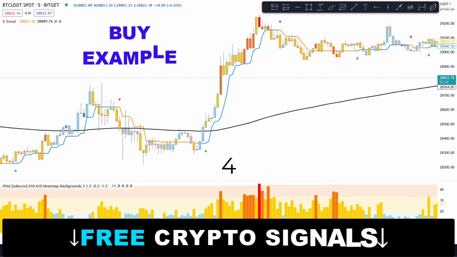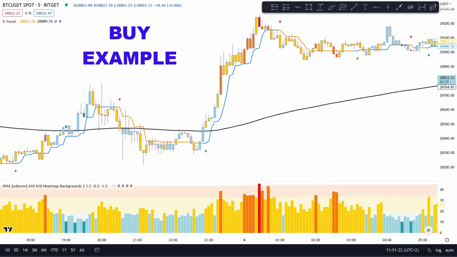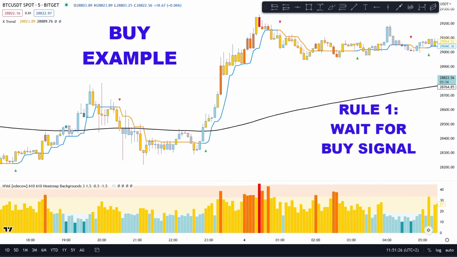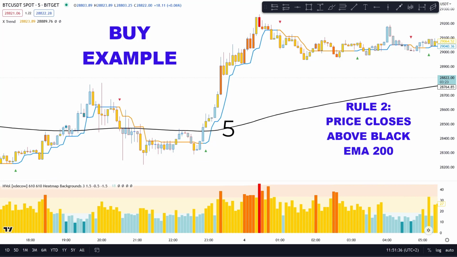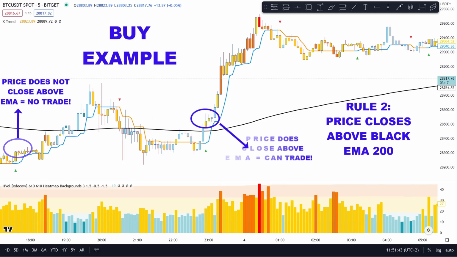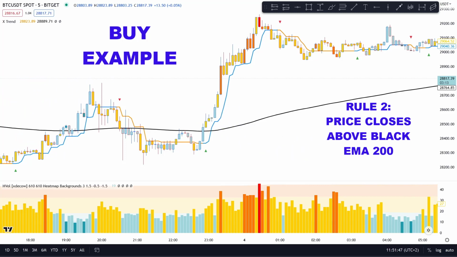We're going to walk you through the rules you need to follow to execute a successful buy position using our powerful trading strategy. Rule 1. We wait for a green triangle or buy signal to appear. This signals to us that it's time to enter the market. Rule 2. Price must close above the black EMA 200 line. This is an important indicator of market momentum and helps us make better, informed trades.